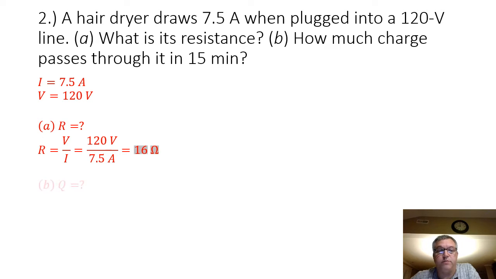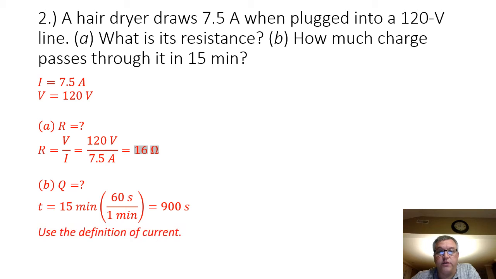To find the charge passing through the line, we first need to convert our time value to seconds. We know there are 60 seconds in 1 minute, so 15 minutes equals 900 seconds. To find the charge, we need to use the definition of current. I equals Q divided by t. Current equals charge divided by time. Solving this equation for charge gives us Q equals I times t. Current times time. 7.5 amps times 900 seconds is going to give us a charge of 6.8 times 10 to the third coulombs.